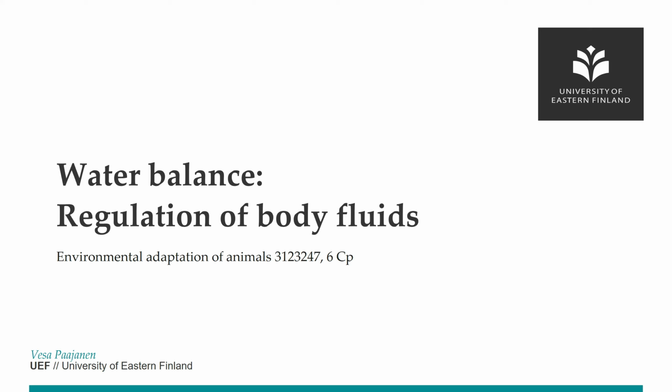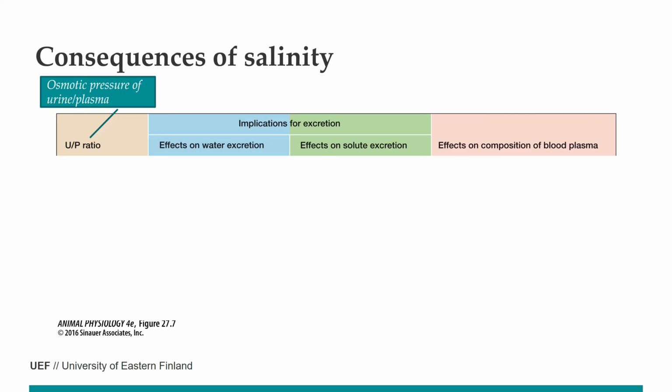Now we will have a short review on how we are regulating the body fluids in different osmotic pressures or in different kinds of environments. It depends on whether we are losing water more than we are getting from somewhere else. And for that reason, we are checking the osmotic pressure of urine versus the osmotic pressure of plasma. It might have different implications for water excretion or solute excretion.